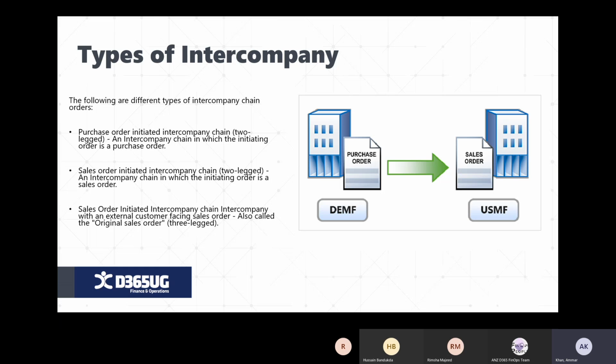Second is the sales order initiated intercompany chain, known as two-leg as well. But in this case, the sales order is created first by the selling company, and the purchase order is auto created in the other company. The third type is where a sales order is created by an external customer, and we don't have inventory to fulfill the demand of that customer, so we need those goods from our other company, which is our intercompany as well. So these are the three types. We need to first ask our client what type of intercompany they will be using.